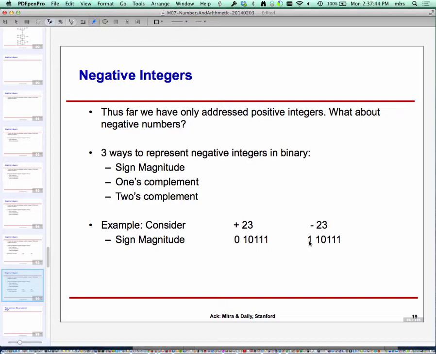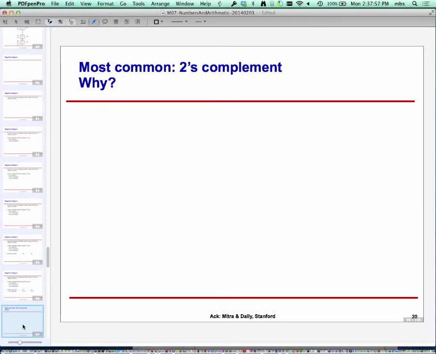And again, from a human perspective, this looks very clean. I have magnitude separately, I have sign separately. But now let's look at how twos complement works, which I said is the most commonly used representation.